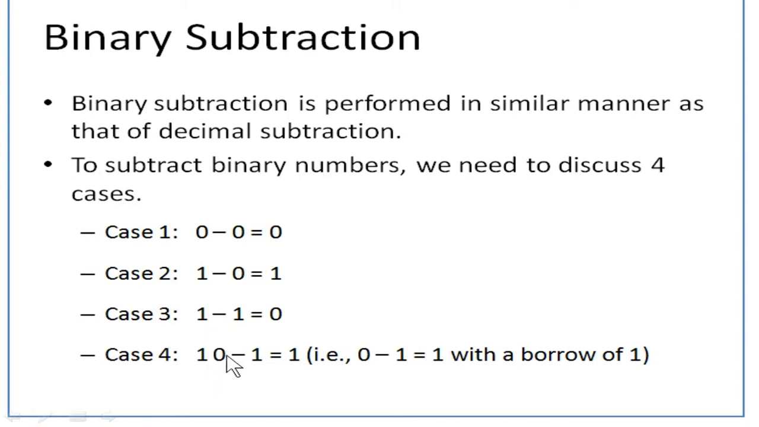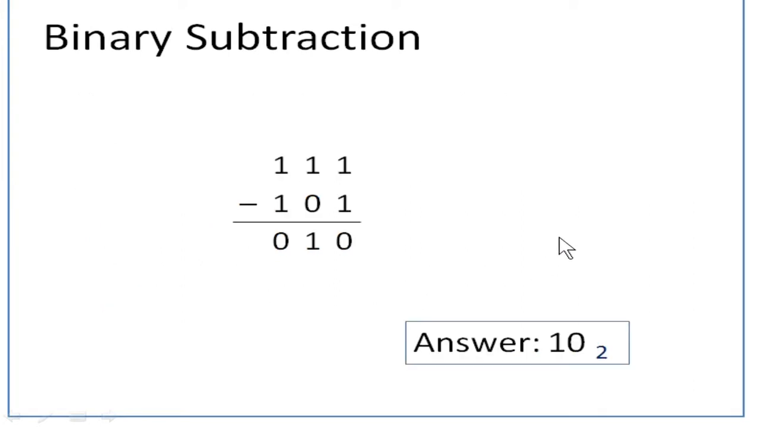Now the fourth case, suppose you have 0 and then you have 1. So 0 minus 1 equals 1. How you get it is, you have to borrow from the previous digit. You already did this in decimal subtraction. So 10 minus 1 is 1. Now you are going to see an example. So 111.